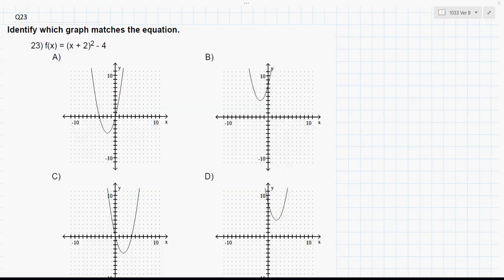Which graph matches the equation. So the first thing I'm going to look for is, is the graph positive or negative? They're all positive. Then I have to remember the h and k value, h being the inside value and k being the outside value. And it's actually negative h for the inside, positive k for the outside. So if something is going down 4 units on k, it will actually go down. K is related to our y, while h is related to our x value.